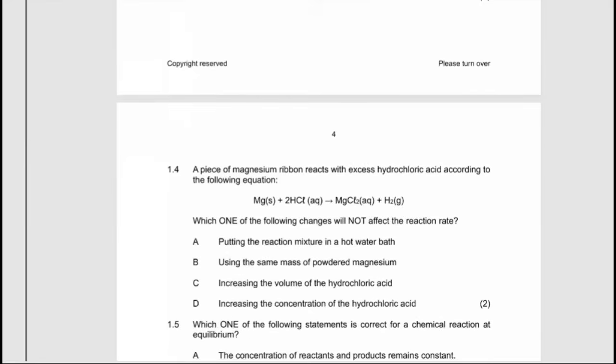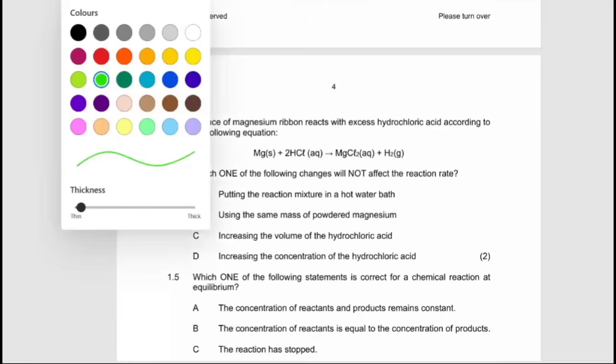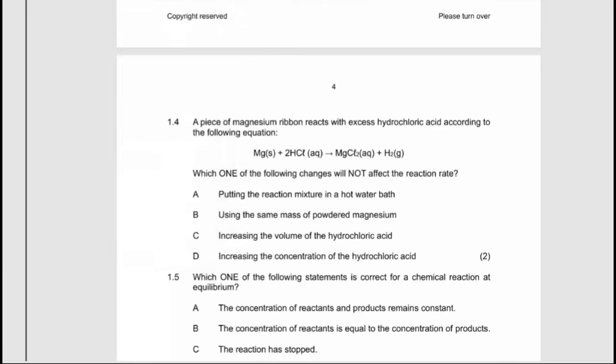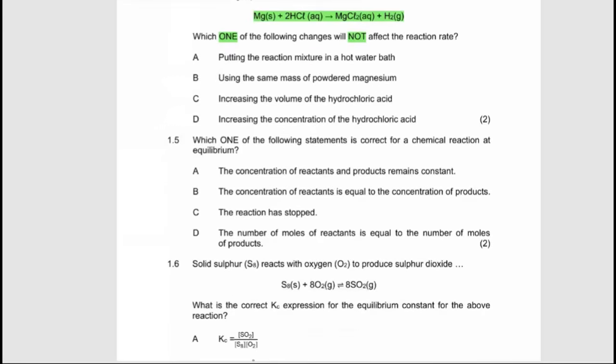Then we proceed to question 1.4. Question 1.4 reads: a piece of magnesium ribbon reacts with excess hydrochloric acid according to the following equation. This is the equation that is given. After that, we are asked which one of the following changes will not affect the reaction rate. So something that will not speed up or slow down the reaction rate, the one that does not have any impact.